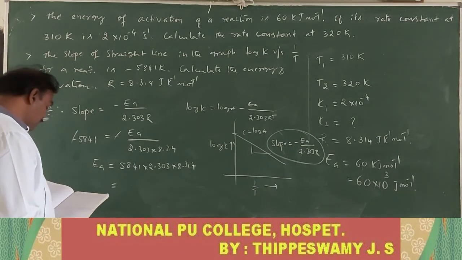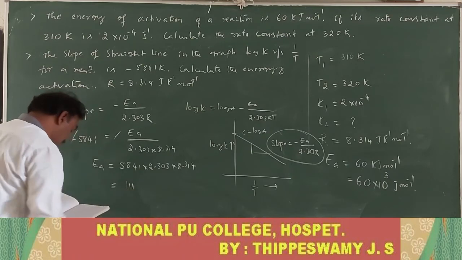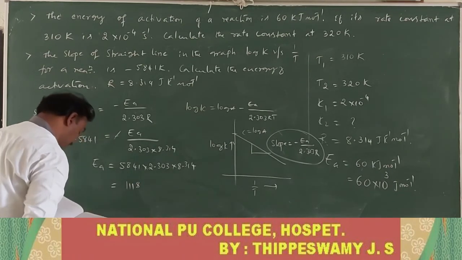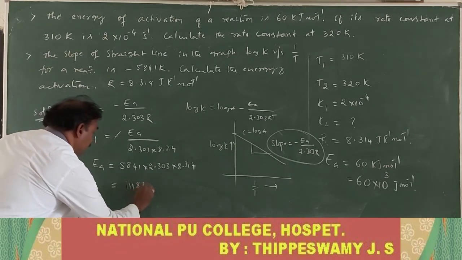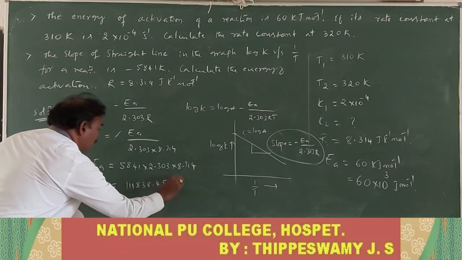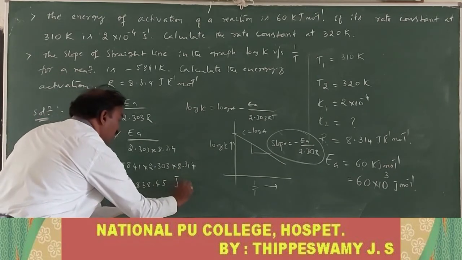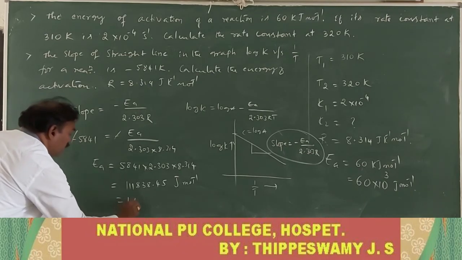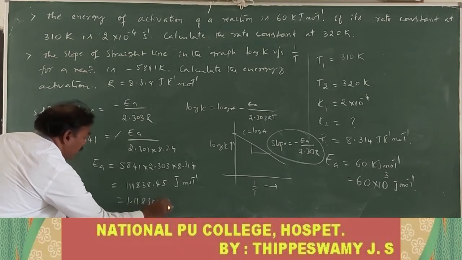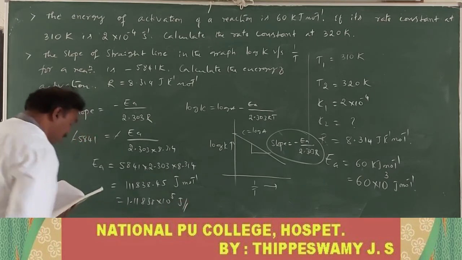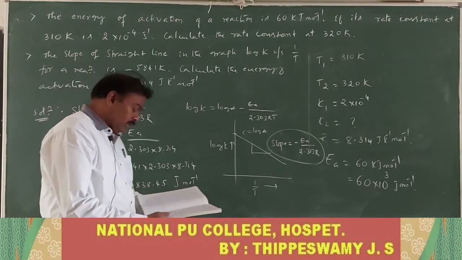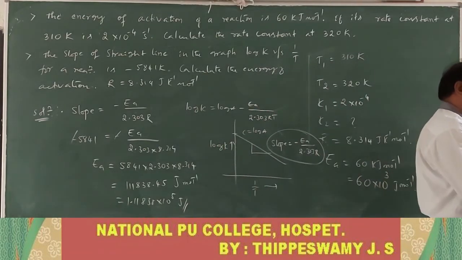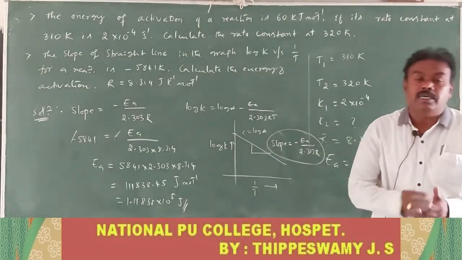I am telling you the answer: 111,838.45 joules per mole only. Or it can also be written as 1.11838 into 10 to the power 5 joules. So this is one numerical based on the slope of the straight line. We can also find the activation energy of the reaction this way.